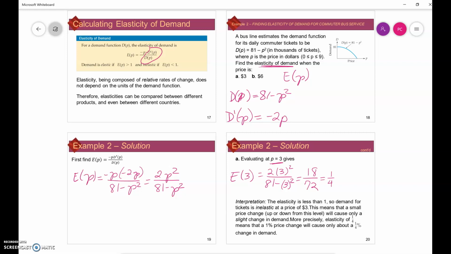All right, so what that means is the elasticity is less than 1. So demand for tickets is inelastic at a price of $3. This means that a small price change up or down from this level will cause only a slight change in demand, not a big deal. So more precisely, elasticity of 1/4 means that a 1% price change will only cause about a 1/4% change in demand. So not a lot.